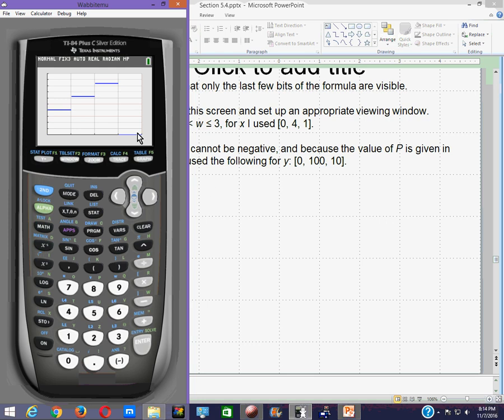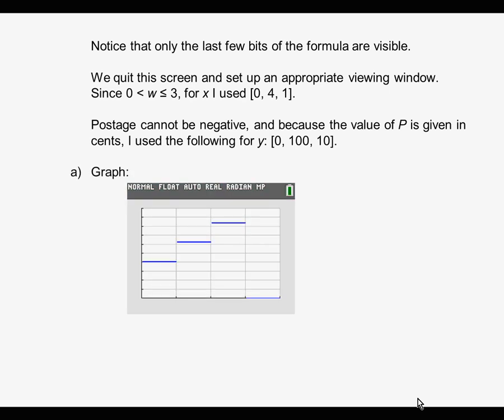It looks like I have something there, but I don't think I do. Let me be sure. I don't see anything. Just to be safe, let's see if there's anything more in my y's. Nope, just y1. But it sure looks like there's a piece there, doesn't it? If I get caught up here, yeah, it's there too, isn't it? So there's our graph. There's the answer to part A.